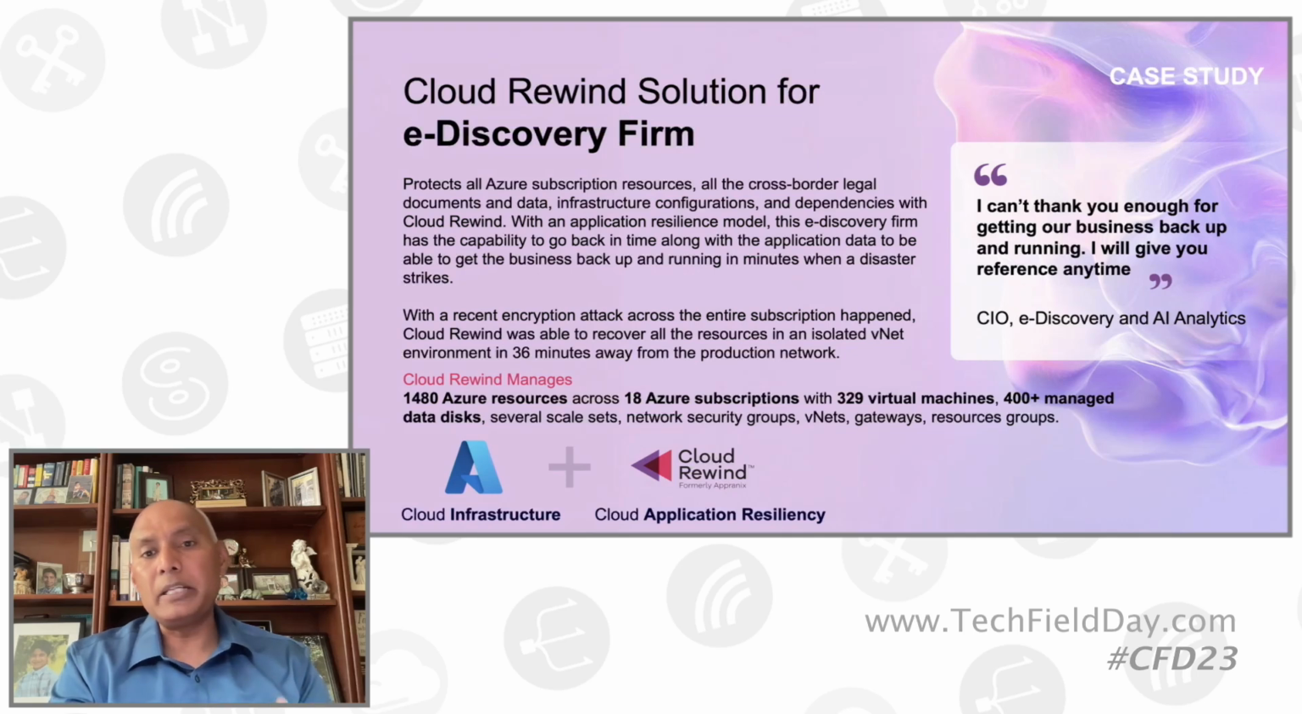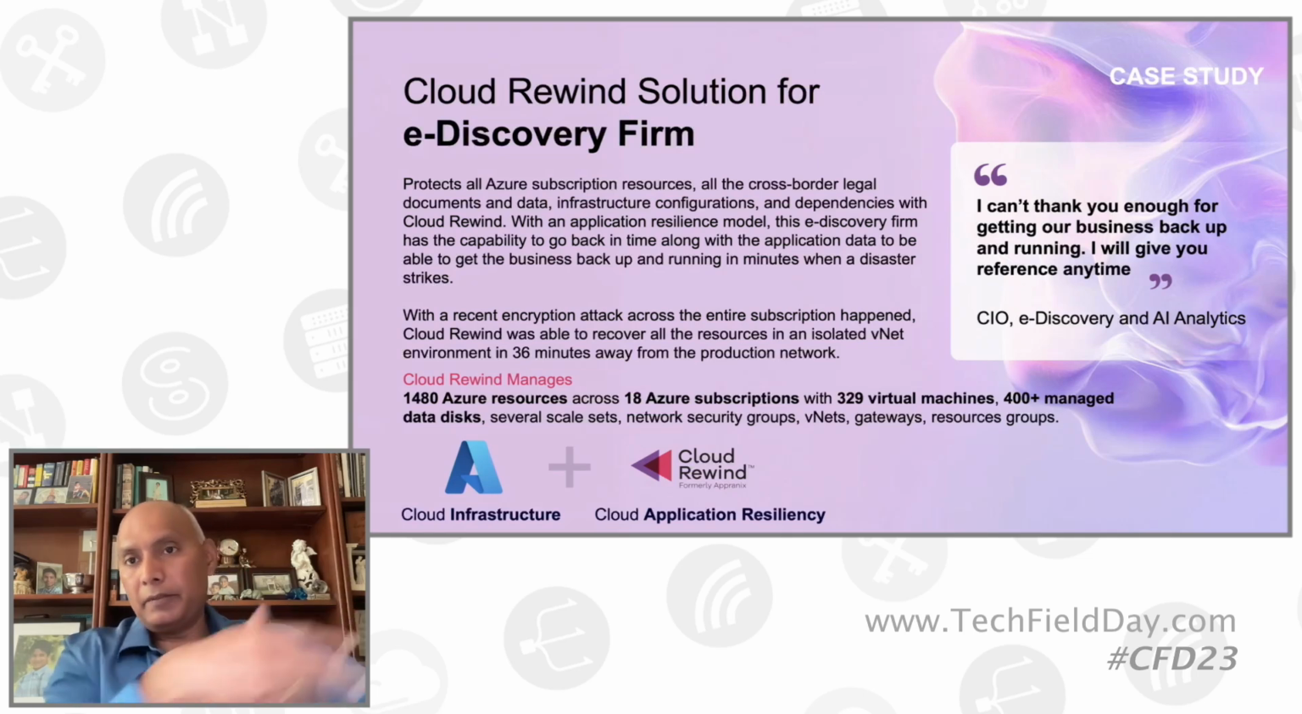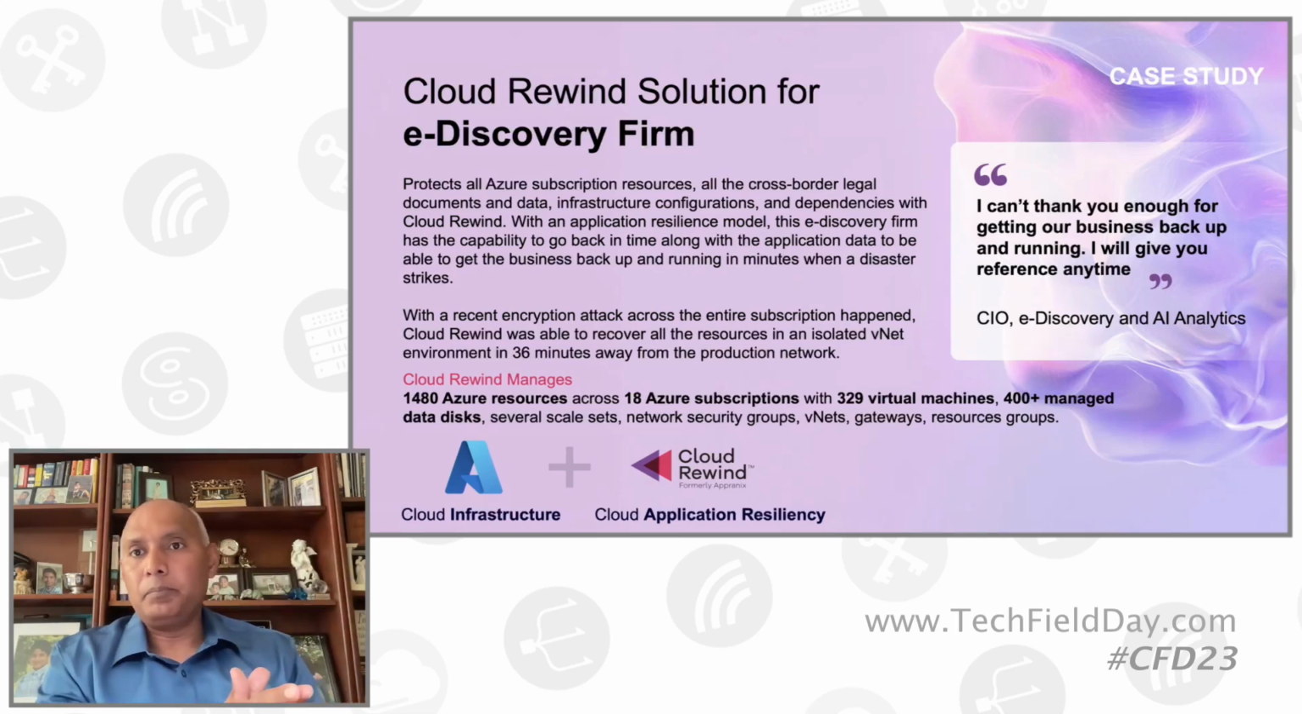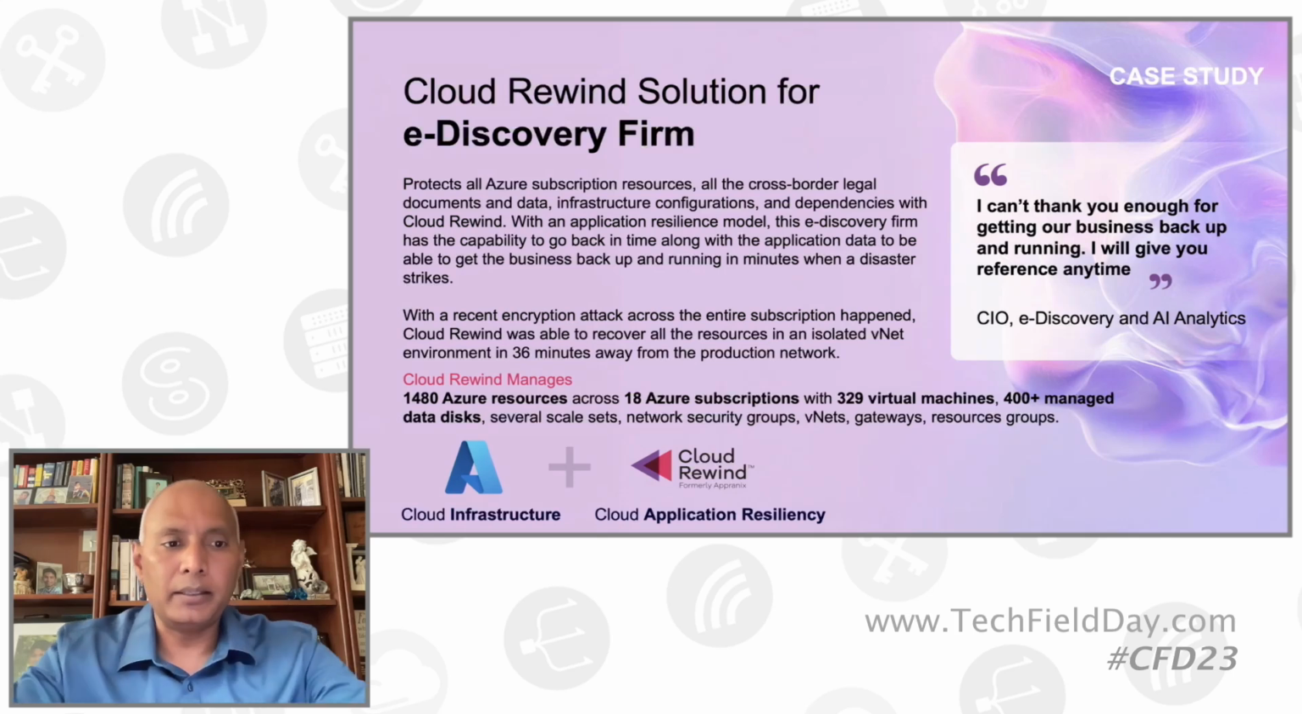Cloud Rewind was able to rebuild everything, isolated from that infected environment. That infected environment was given to the insurance company to go and do forensics so that they can prevent future such incidents. Whereas Cloud Rewind was able to rebuild everything in another environment so that they can continue to operate from that environment. So that's the level of capability that we bring in.